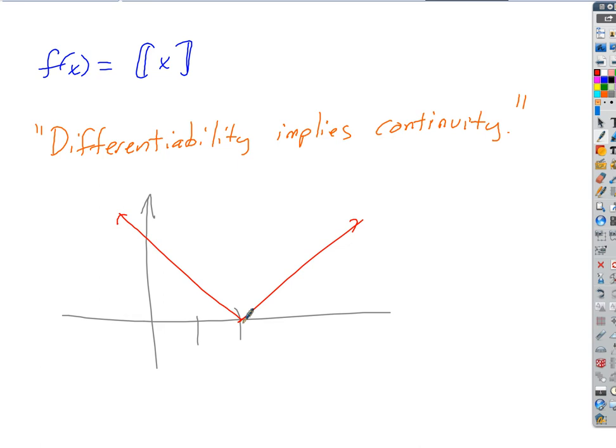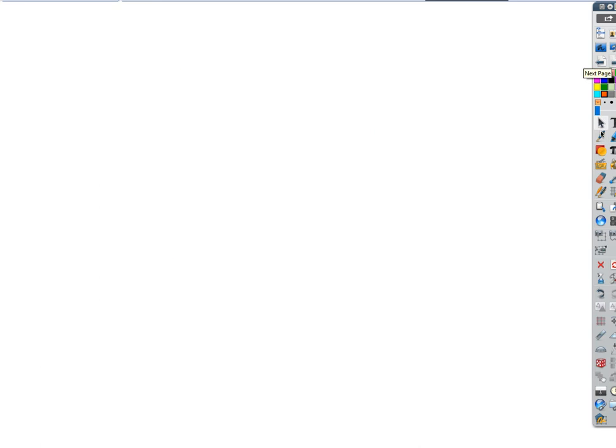Okay, one other example. Let's look at the last example. There's one other piece of our list we've got to add. So what if we take f of x equals x to the third, and we want to look at this at 0, okay?